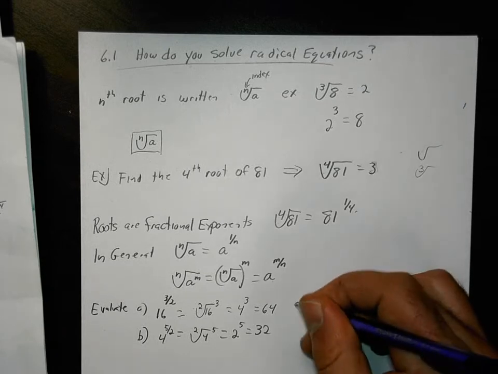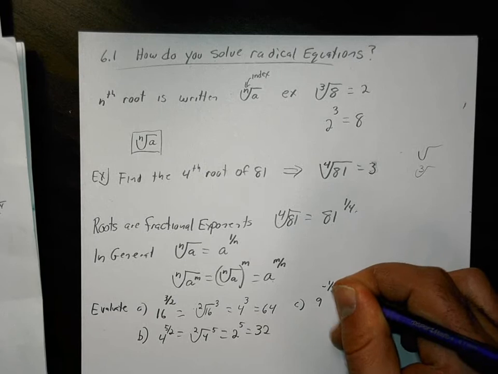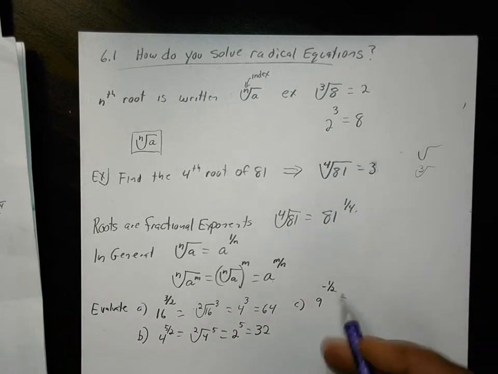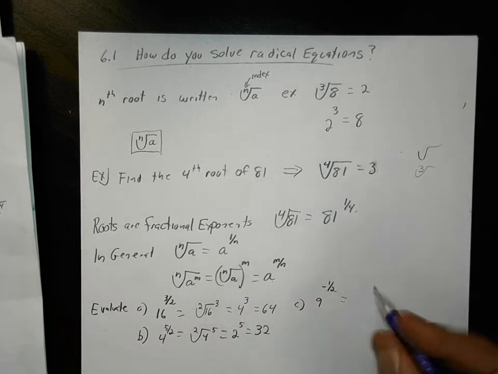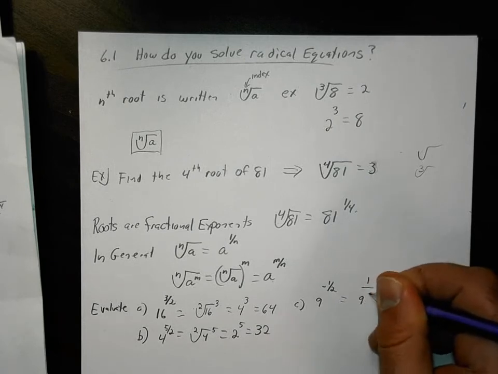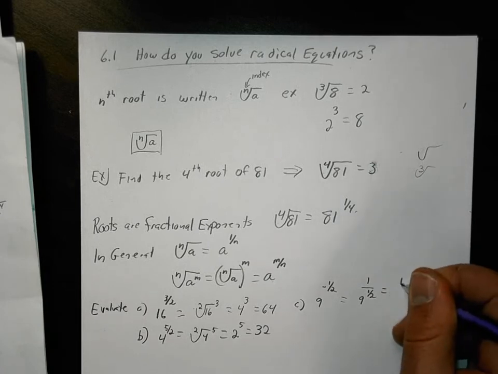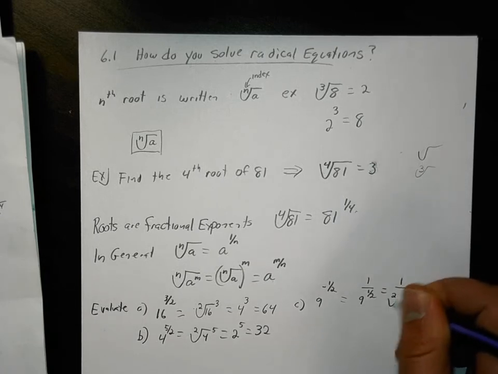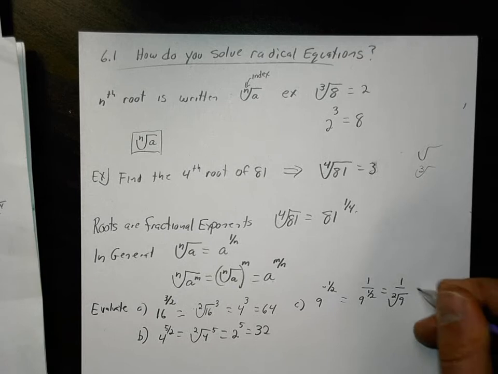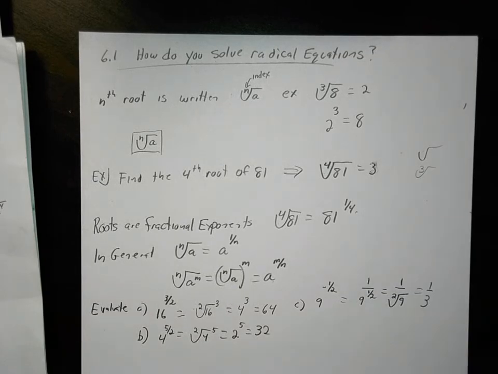Okay, how about 9 to the -1/2? Now do you remember negative exponents? How do we make those positive? We put them in the denominator. This would be the same as 1 over 9 to the +1/2, which is 1 over the square root of 9 to the 1, which is just 1 over 3. So that's 1/3.